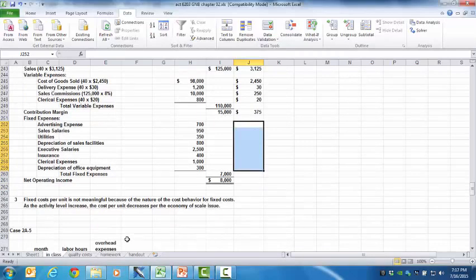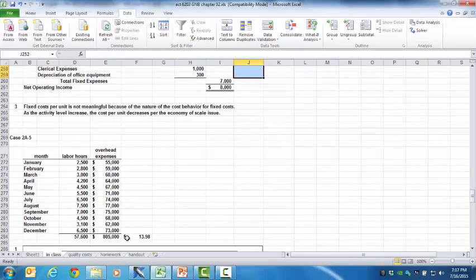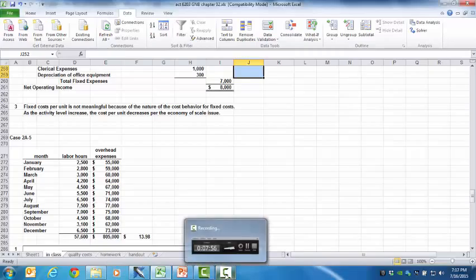Now, there's another problem I have worked out, and I'll let you review this at your own leisure. This is case 2A-5. It's in the appendix to the chapter. And so it asks you to do high-low regression just as we did in class. So I'll let you take a look at that in your time.